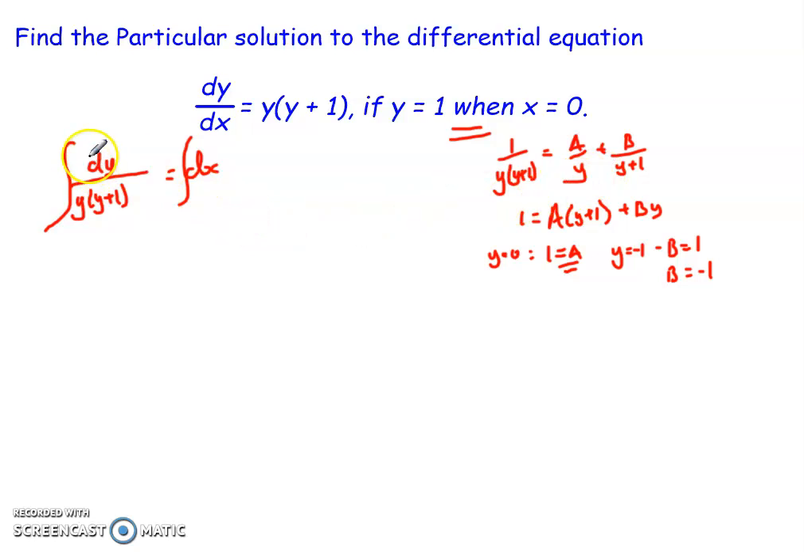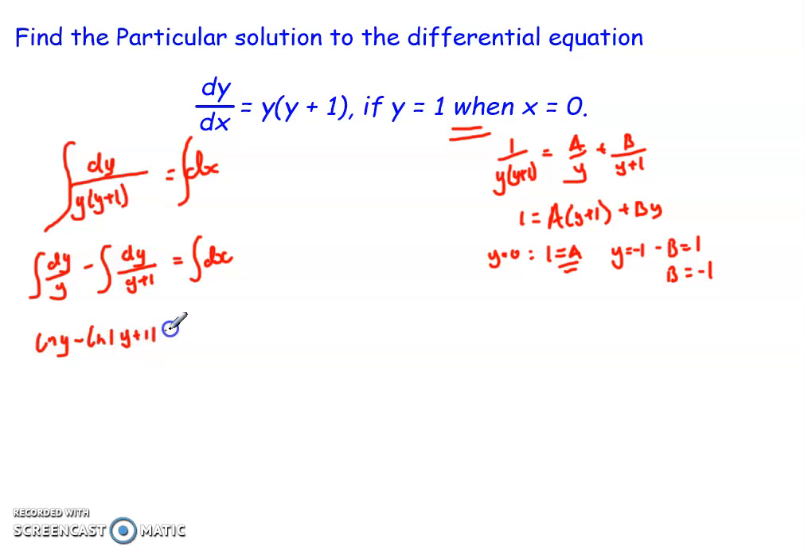So I'm going to rewrite this as, therefore, it's the integral of dy over y, take away the integral of dy over y plus 1 equals the integral of dx. So now that I've got that, I can integrate both sides. Well, the integral of this side gives me ln y, take away ln of y plus 1 equals x plus c. Now, quick point, at this one, I've got two separate logarithmic terms here on the left.